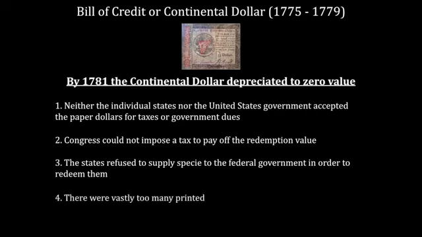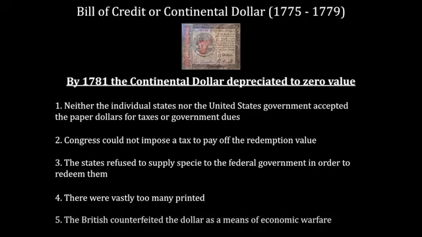Fourth, there were vastly too many printed. Fifth, the British counterfeited the dollar as a means of economic warfare. Because of their negative experiences with a paper currency, the framers of the Constitution deliberately restricted the individual states and Congress from issuing bills of credit.